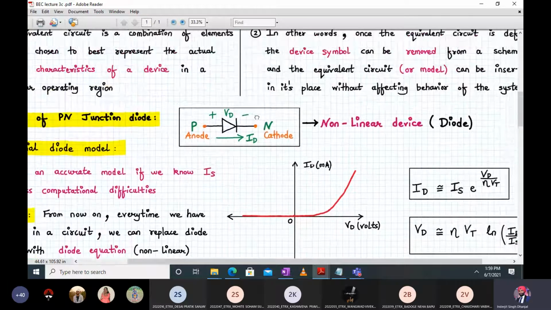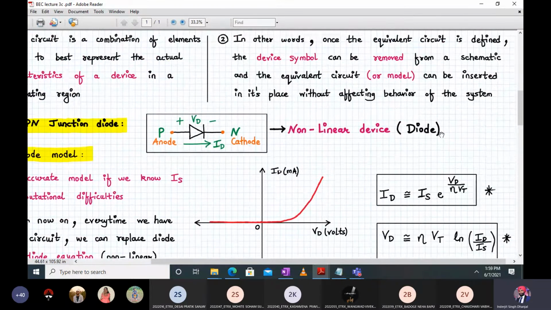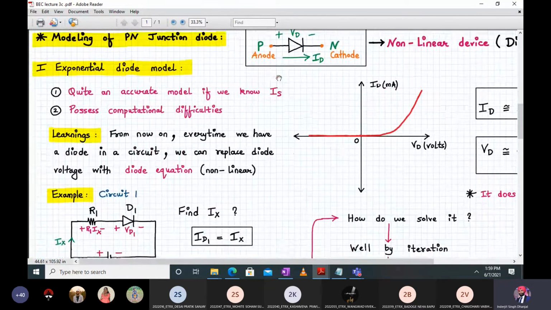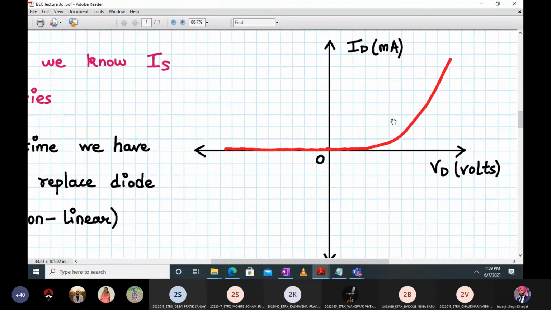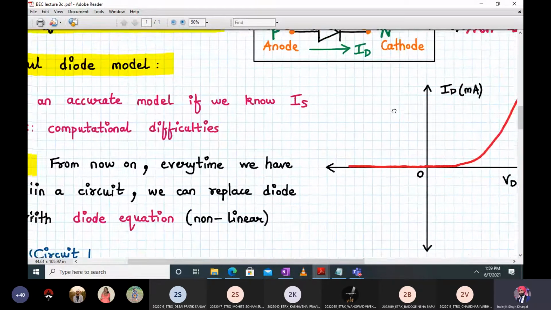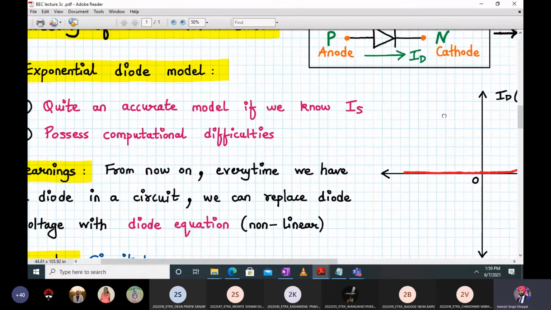We know the diode is a non-linear device, correct? Because the current versus voltage characteristic is not linear, it's exponential in nature. So the very first diode model is the exponential model, of the diode characteristics only. Here it is. This model is called the exponential model. It's quite an accurate model if we know the value of Is, but it possesses computational difficulties.